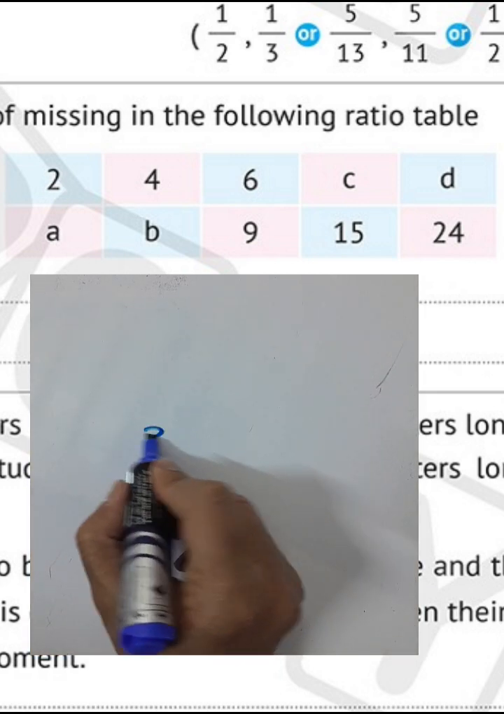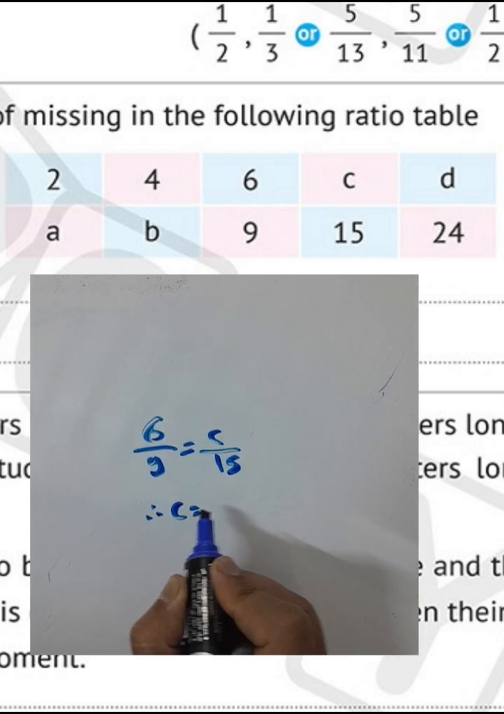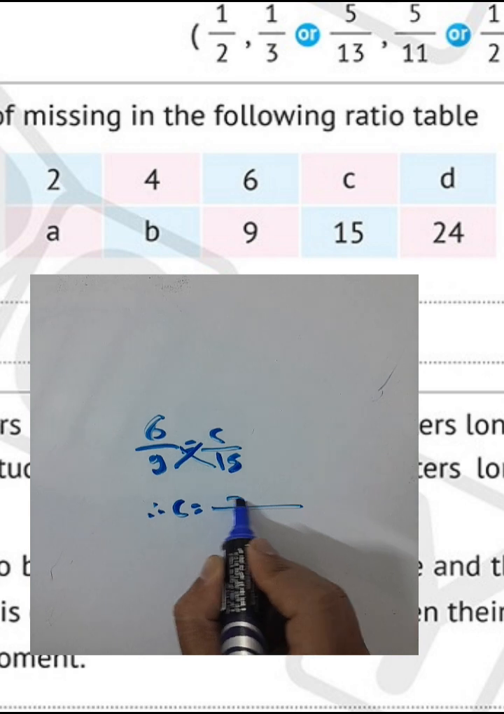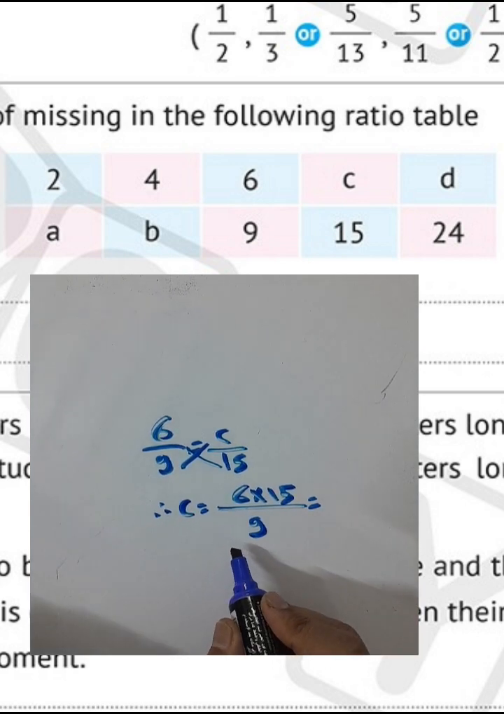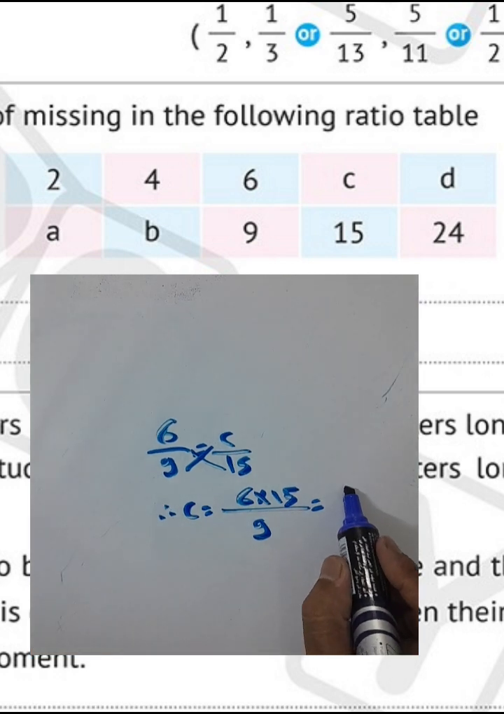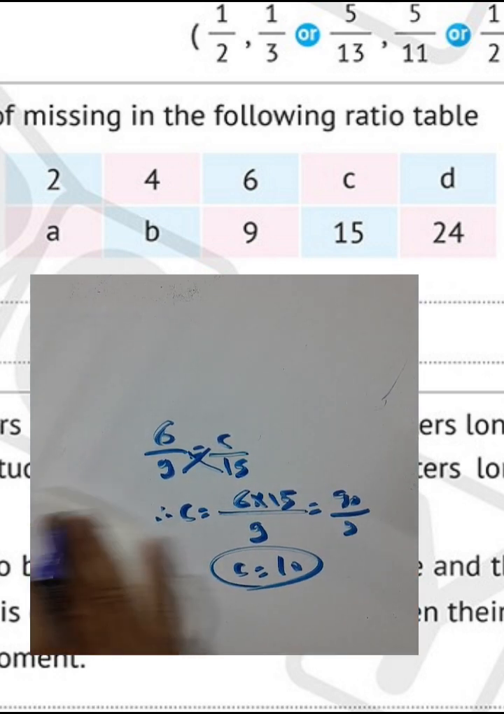We can write the value here: 6 over 9 equals 6 over 15. Then the value of C equals 6 times 15 over 9. You can simplify this, or 6 times 15 will be 90. 90 divided by 9 will be 10. Then the value of C here equals 10.